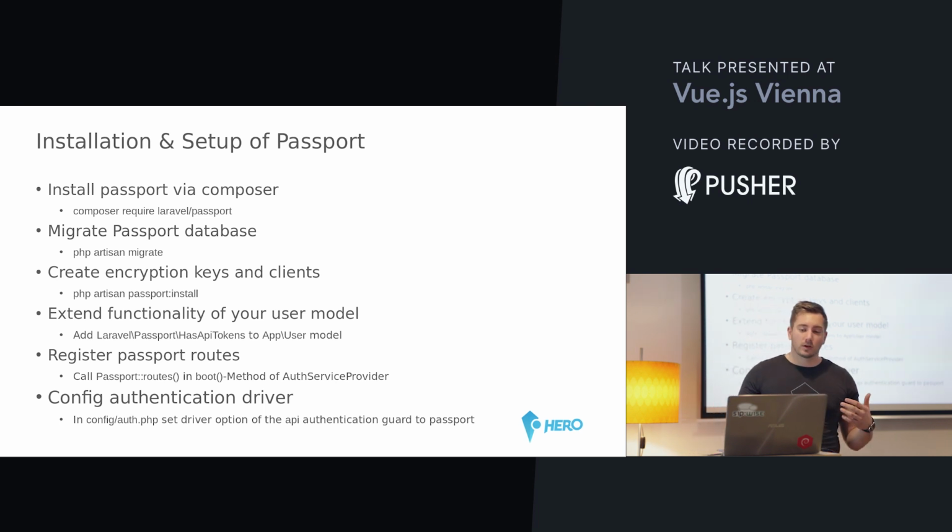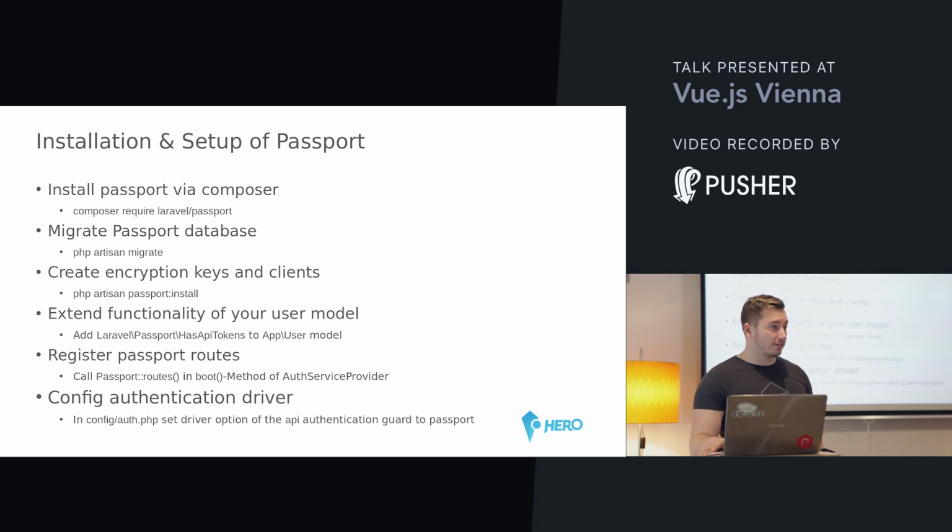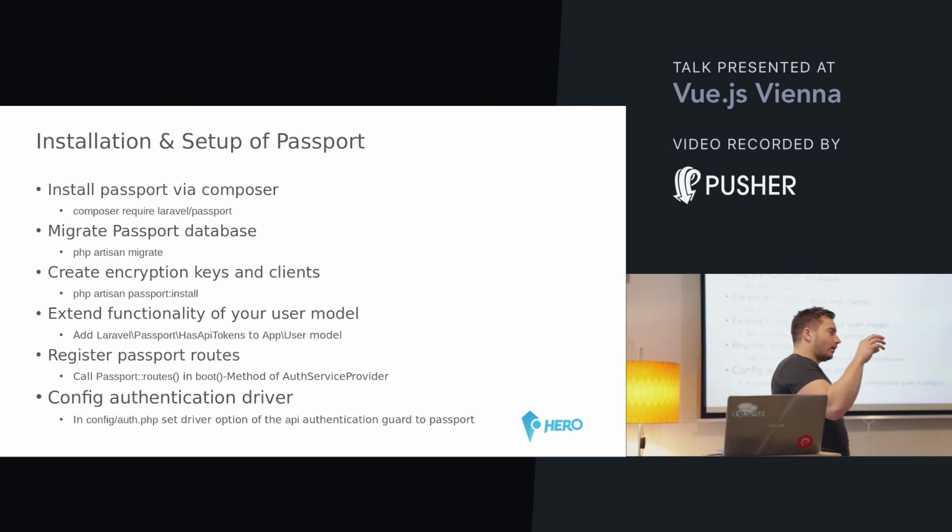Afterwards, we need some encryption keys and seed the database with basic data, and therefore you call php artisan passport:install. And then we have a look at the user model, because the user is the one which gets authenticated. So you need to extend your user model with a trait, which also comes from the package. And the trait is called HasApiTokens, and it enhances the functionality of your user model. So you can call some functions like getting the token or getting the user by the token and something like that.